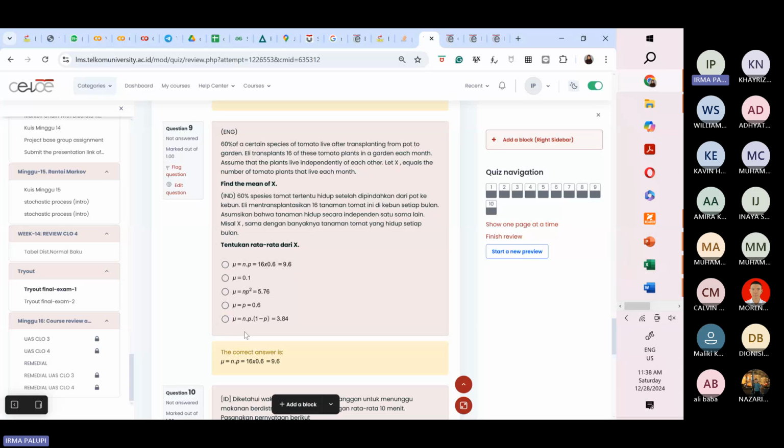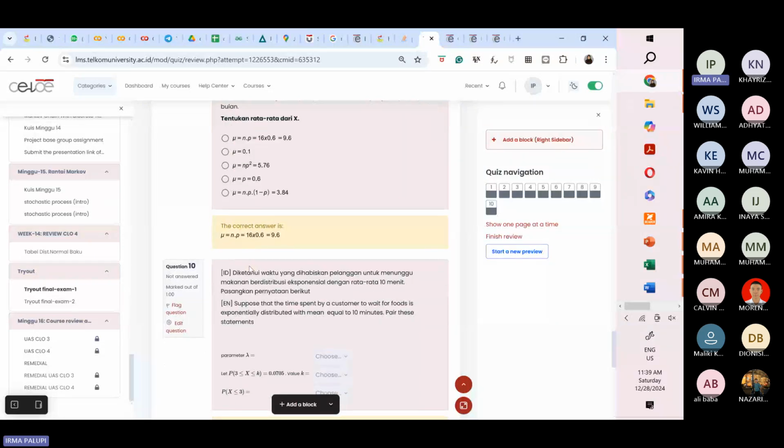So which one is correct? This is not correct. This is not correct. This is not even correct. This is correct, right? So this is the only correct answer.